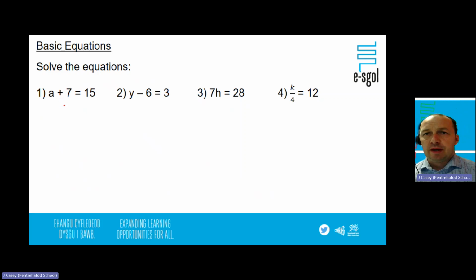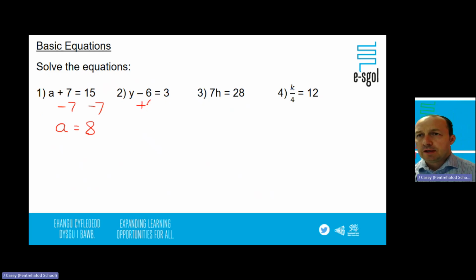If there's a +7 there, I want to get rid of that +7, so I'm going to take away 7. But remember, I must take away 7 from both sides. So 7 take away 7, that's gone. I'm only left with A, and 15 take away 7 is 8. So the value of A is equal to 8. And these principles that we're covering with these 4 quick examples, we're going to use throughout the lesson today.